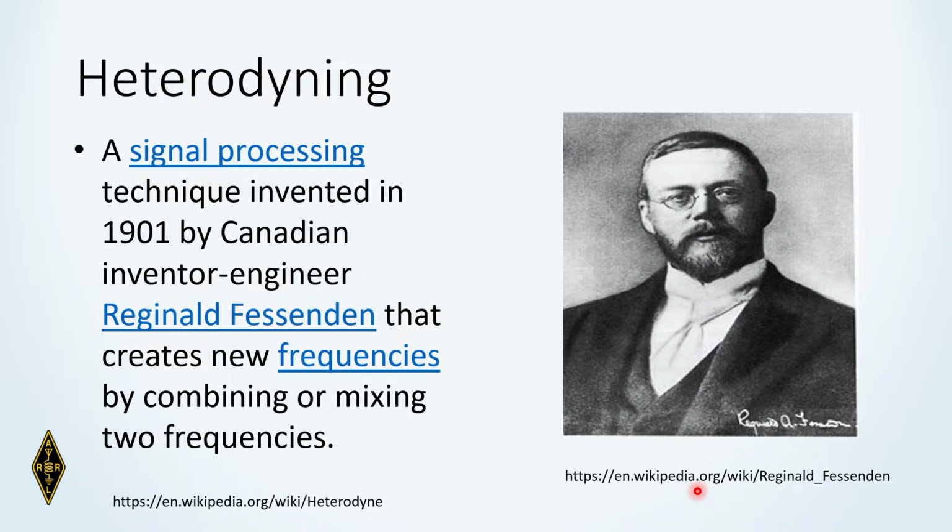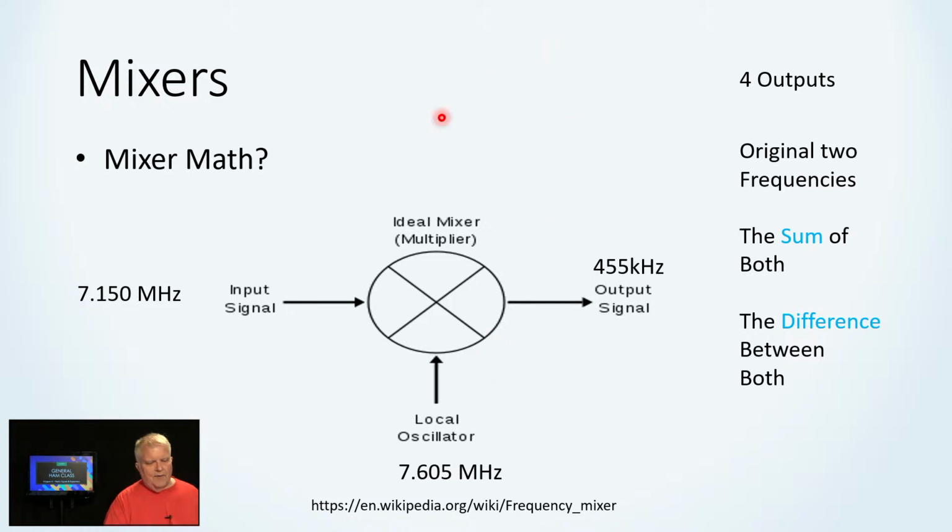Heterodyning. This is a signal process invented in 1901 by a Canadian, Reginald Fessenden, and what it does is it creates new frequencies by combining or mixing two signals together. And this is the schematic diagram for a mixer circuit or pictorial diagram. For example, here's our radio signal in the 40-meter band, 7.150, coming in here, and we mix it with a signal from one of our oscillators. Could be an LC oscillator, could be a DDS oscillator, could be a crystal oscillator, although not likely.